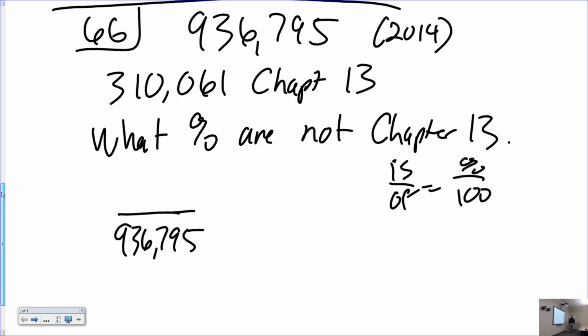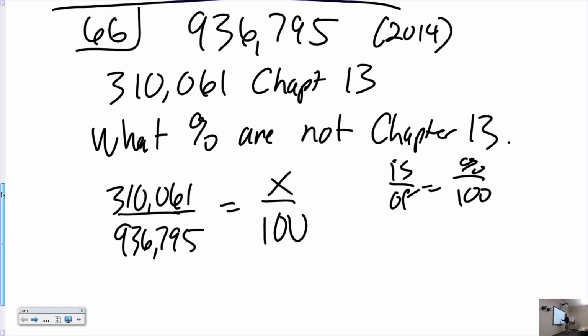What's the is? 310,061. Why is that the is? Because that's the amount that we know. That's the portion that we know about. And so, what are we missing? X over 100, exactly.